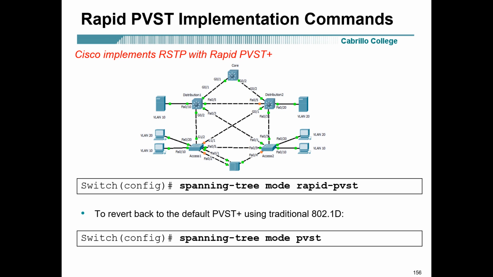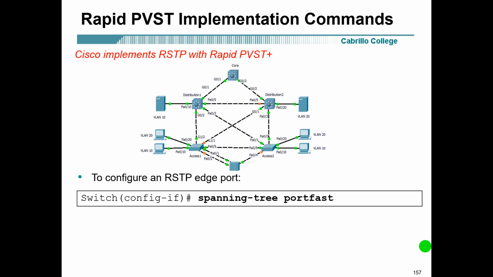How do we enable it? Cisco has implemented RSTP with Rapid Per-VLAN Spanning Tree. So how you do that is by globally configuring spanning-tree mode rapid-pvst. To revert back to the default PVST, you can use the traditional pvst instead of rapid-pvst. To configure the RSTP edge ports, you can just go to the interface that you want and configure it as a PortFast port.